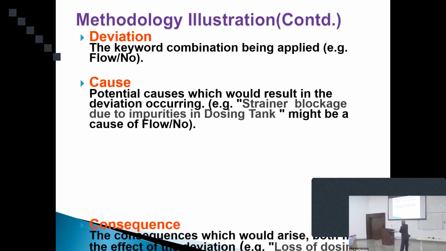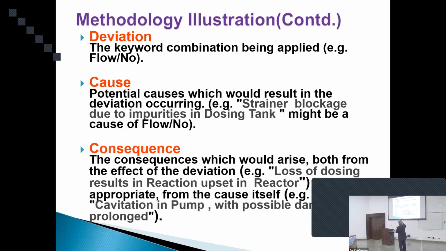The consequence which would arise both from the effect of the deviation, loss of dosing resulting in reaction upset in the reactor, and, if appropriate, from the cause itself, the cavitation of the pump. The pump will also cavitate, as there is no flow. It will possibly be damaged if prolonged. If it runs, the impeller will go. So these are the consequences. There is damage to the asset, with respect to the pump impeller. You have to replace the pump. Like that, the consequences are all evaluated.